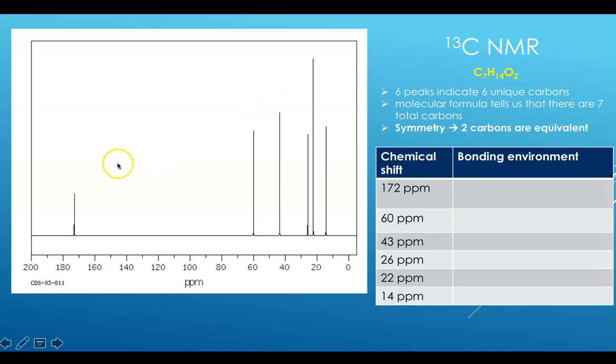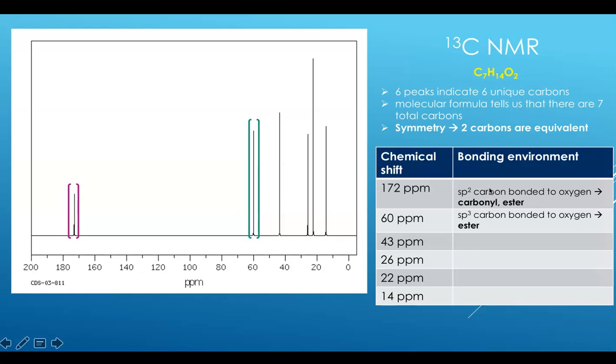So the first peak over here on the left with a higher chemical shift, at around 172, is in the region above 80 for a trigonal planar carbon, so an sp2 hybridized carbon. And so this confirms that we probably have a carbonyl here, an sp2 carbon bonded to an oxygen.